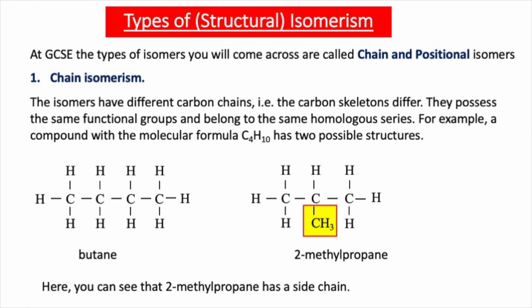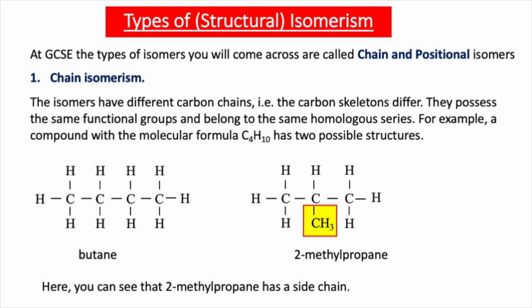Now, at GCSE, the types of isomers you will come across are called chain and positional isomers. These 2 types of isomers are both examples of structural isomerism. The molecules that exhibit this form of isomerism have the same molecular formula but different arrangements of atoms, different structures. That's why they're types of structural isomer.